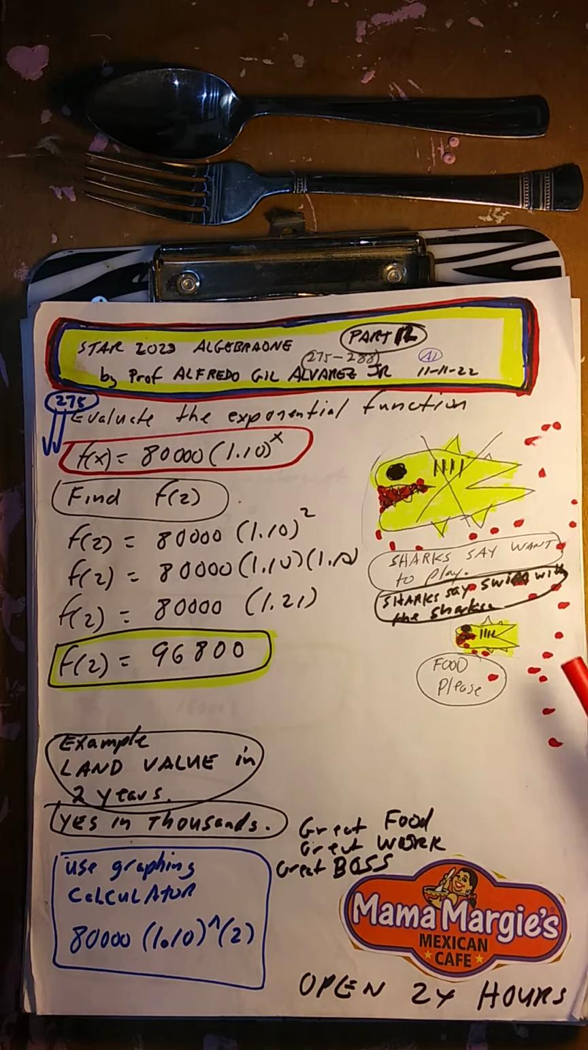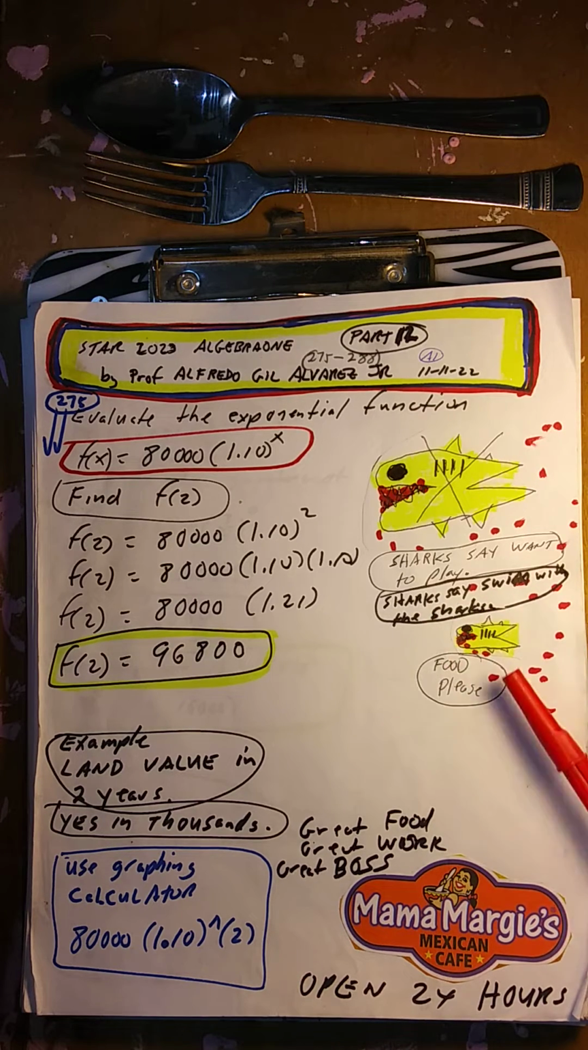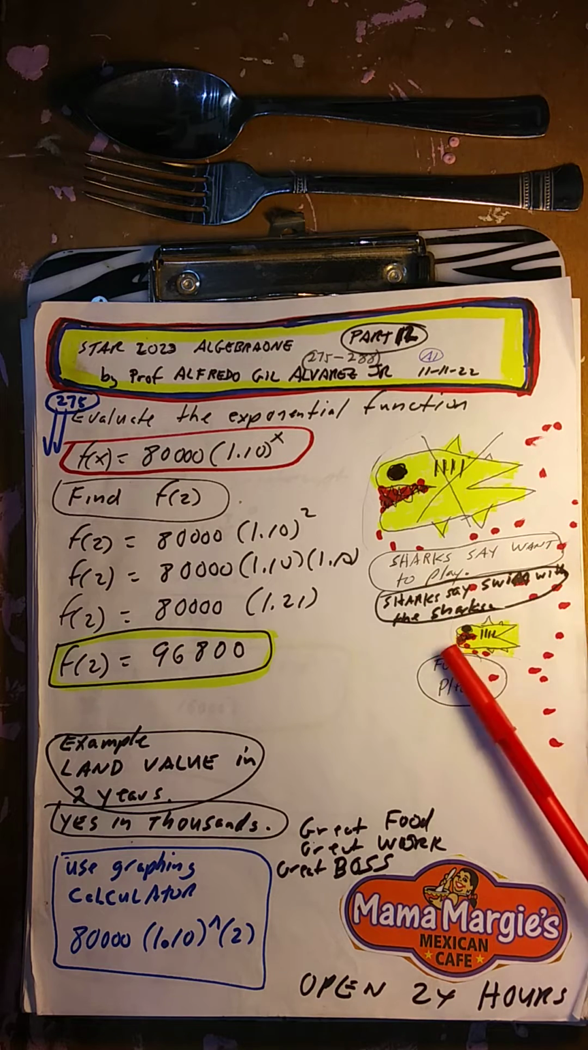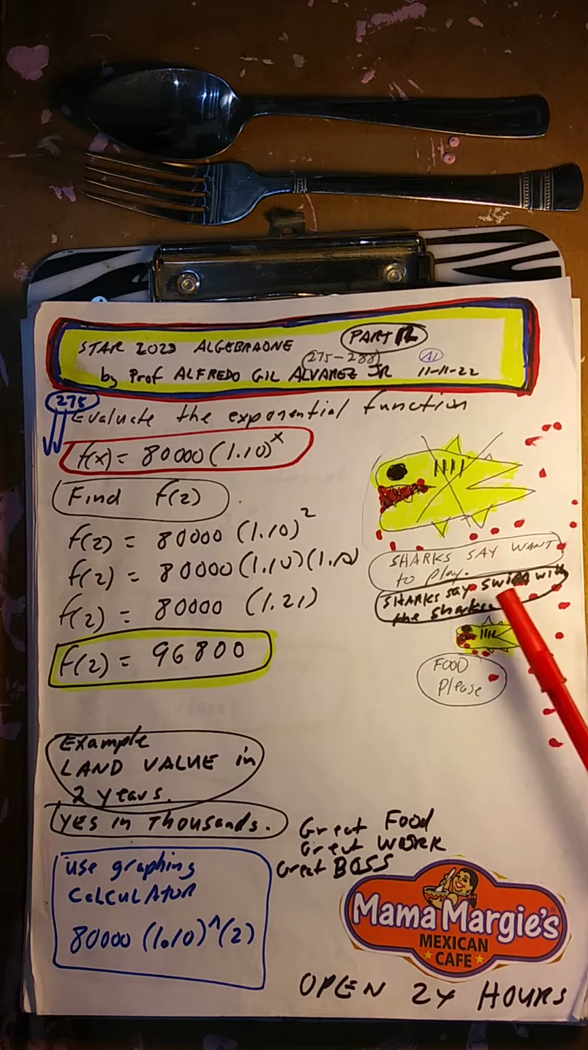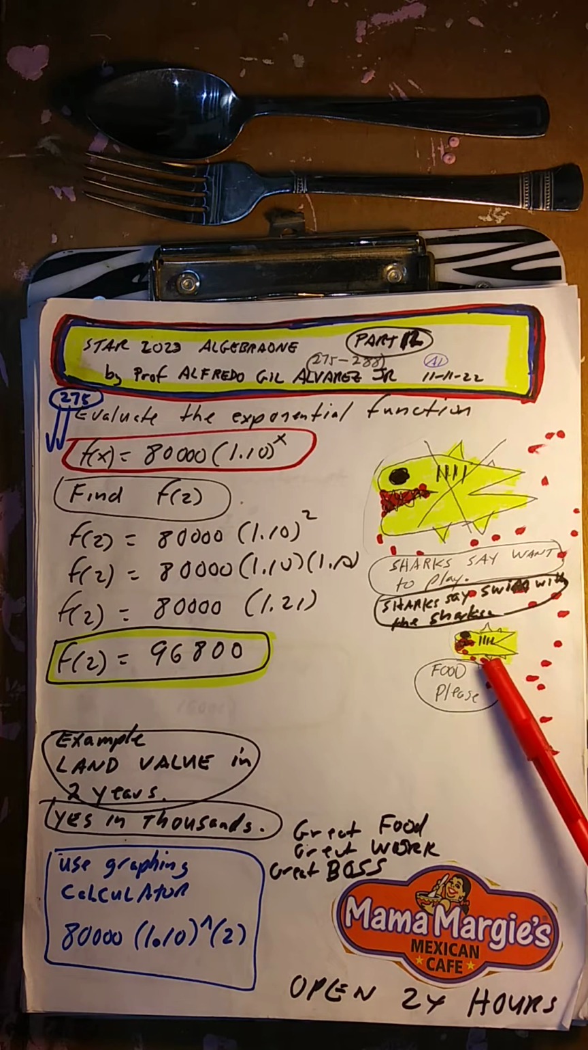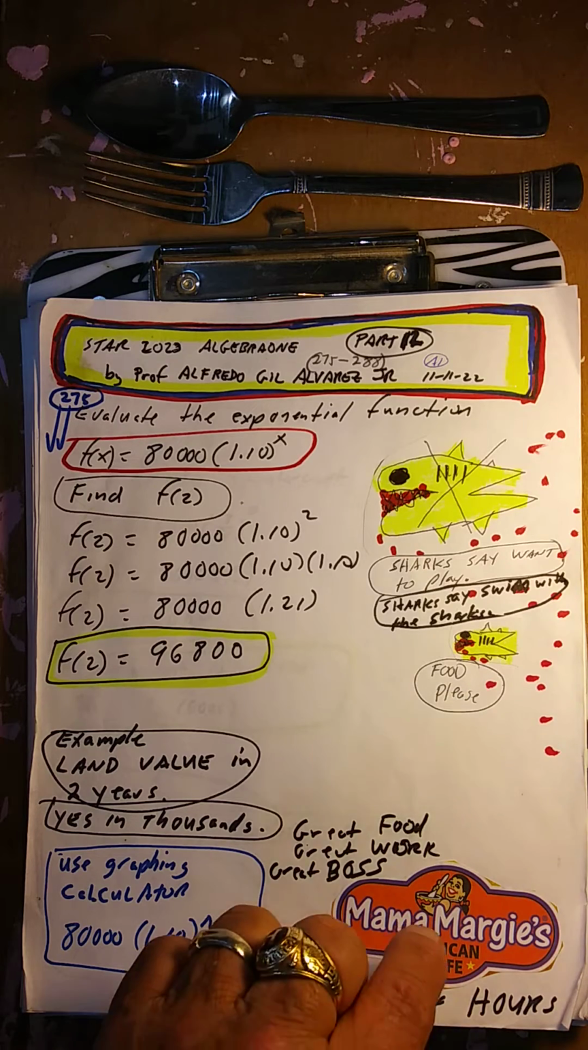Okay, and after that, go to Mustang Island somewhere, have fun. After you study this Algebra 1, sharks say want to play. Sharks say swim with the sharks. And this guy says, just give me some food, please. Anyway, let's go to the next one.